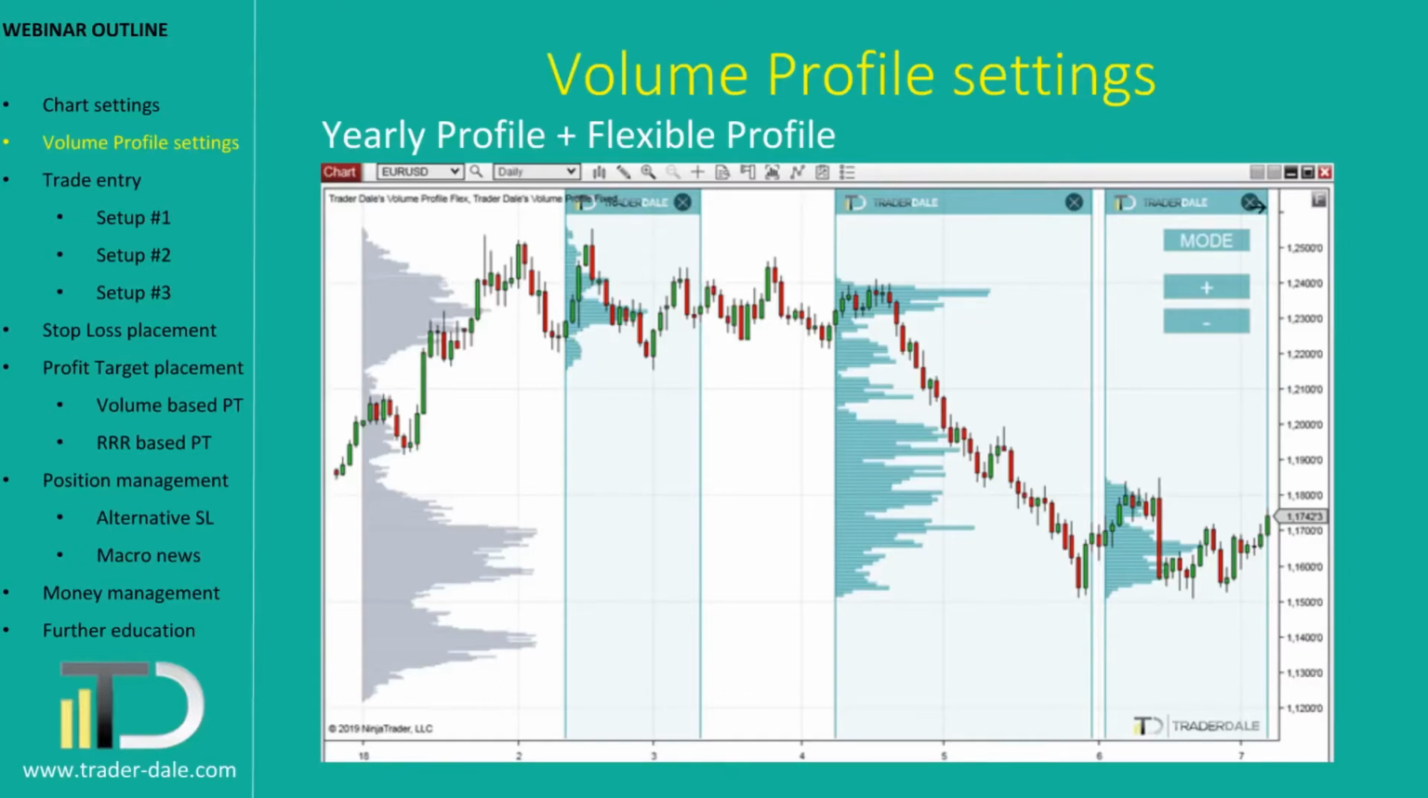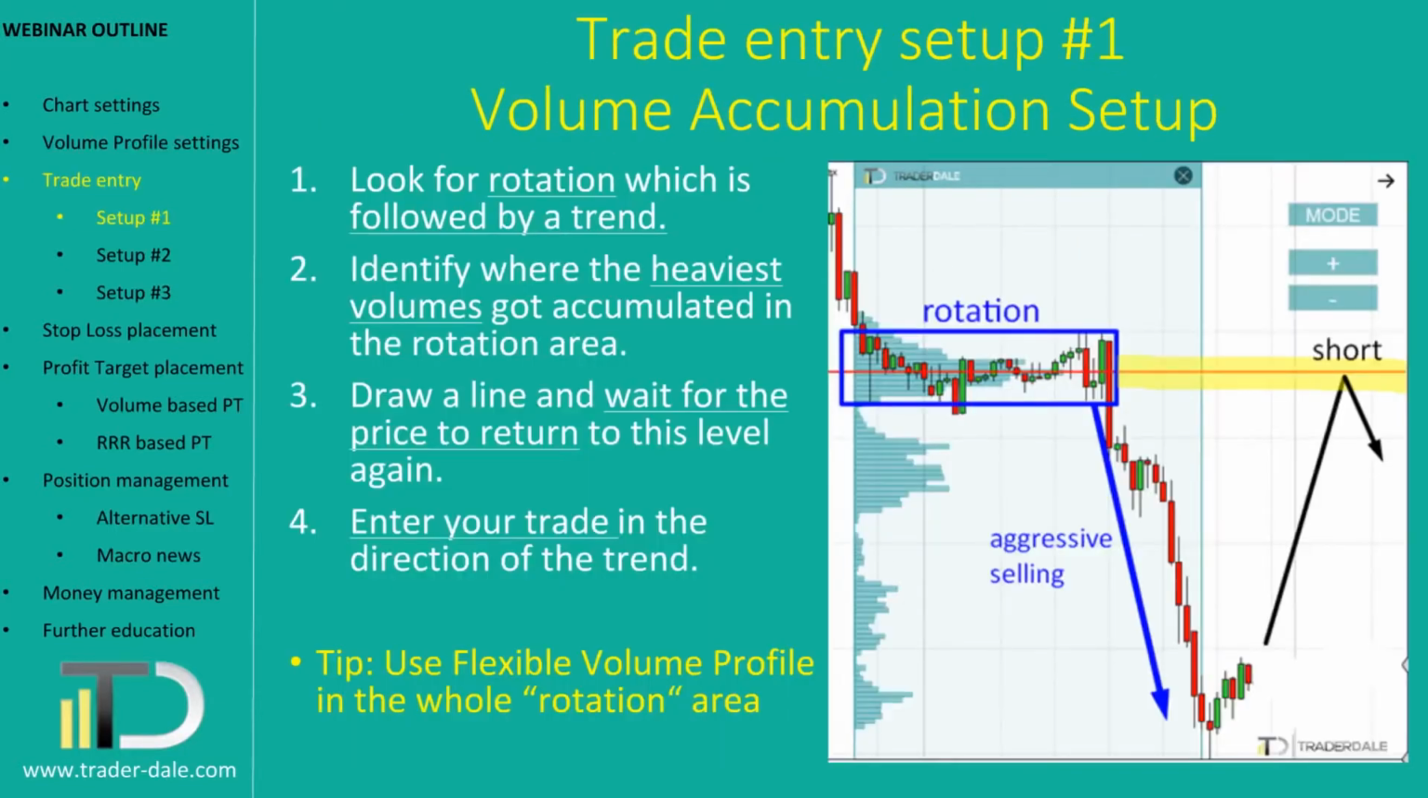The main advantage of the flexible profile is that you can look into specific areas in a chart that you are interested in. So for example, if you are interested in volumes in a rotation, then you use the flexible profile and look into the specific rotation or the specific trend that you are interested in. And I like to use this flexible profile with the 3 entry setups, which I'm going to show you now. Those are the entry setups I use for creating my swing trading levels. The trade entry setup number 1, probably my most favorite one, is called the volume accumulation setup.